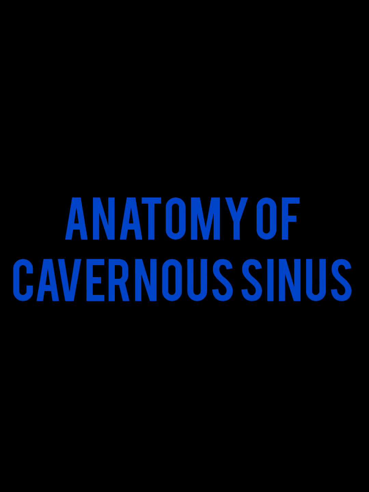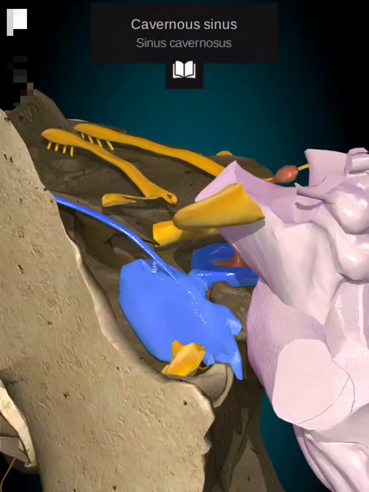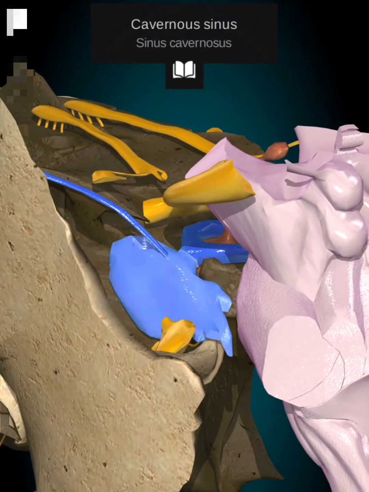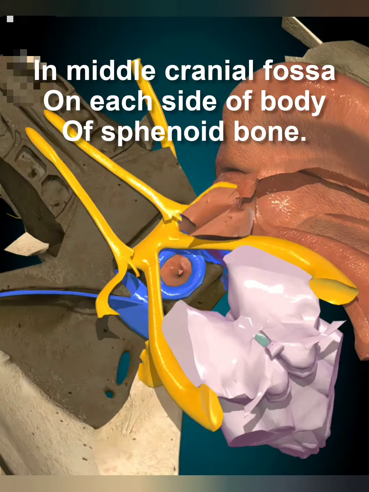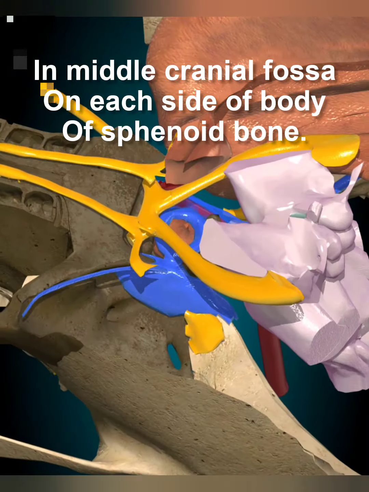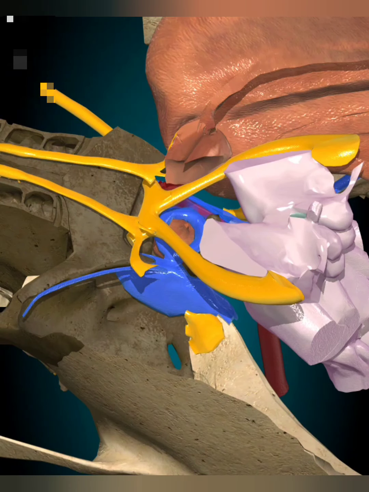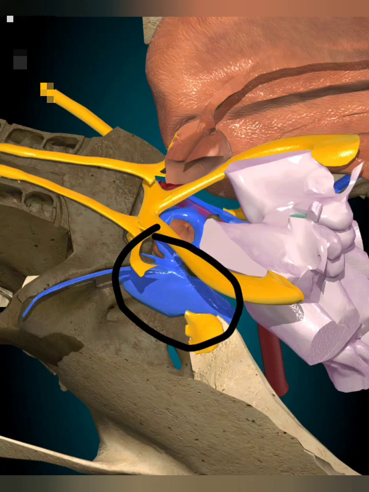In this tutorial, we are going to know everything about the cavernous sinus. First of all, let's see the location of cavernous sinus. Cavernous sinus is situated in the middle cranial fossa on each side of the sphenoid bone. Here you can see is the cavernous sinus.